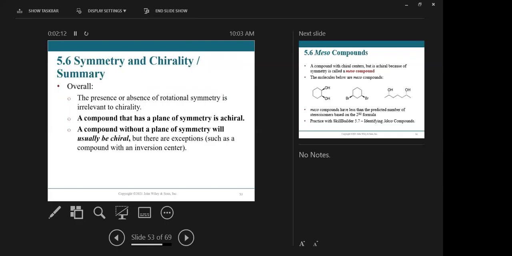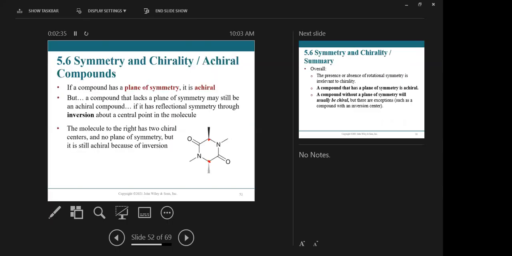So overall, the presence or absence of rotational symmetry is irrelevant to chirality. A compound that has a plane of symmetry is achiral, and we saw that in the class example, that achiral cis compound. A compound without a plane of symmetry will usually be chiral, but there are exceptions, such as a compound with an inversion center, and they showed us that this compound has an inversion center.